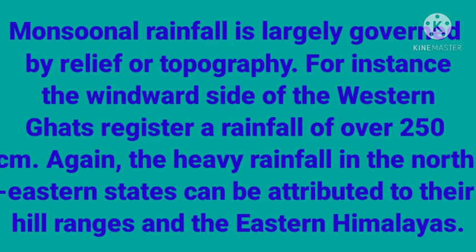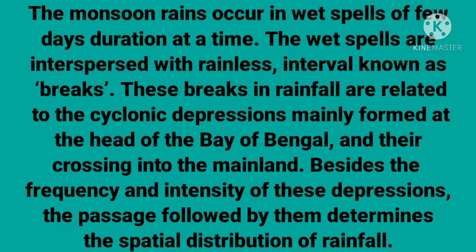The monsoon rains occur in wet spells of a few days' duration. The wet spells are interspersed with rainless intervals known as breaks. These breaks in rainfall are related to the cyclonic depressions mainly formed at the head of the Bay of Bengal and their crossing into the mainland. Besides the frequency and intensity of these depressions, the passage followed by them determines the spatial distribution of rainfall.